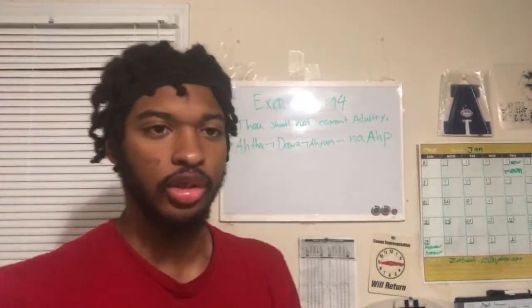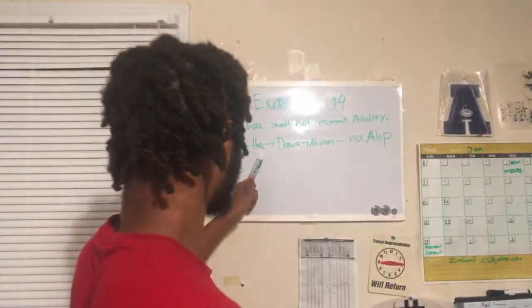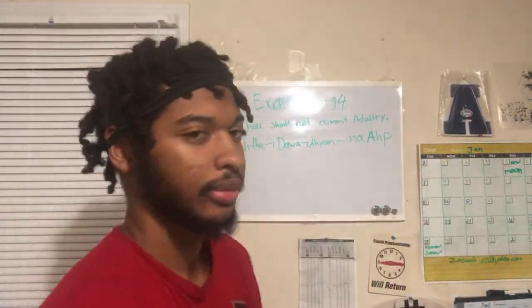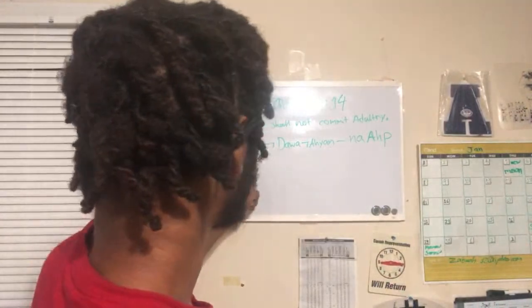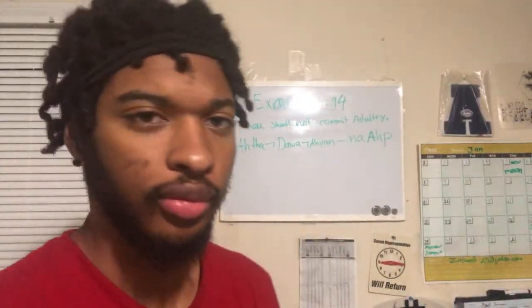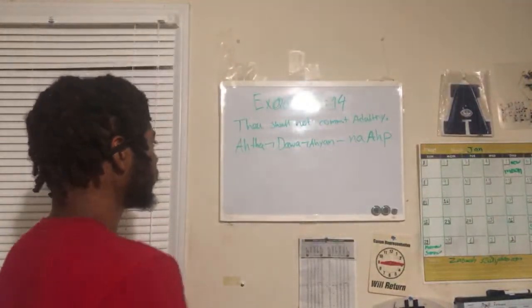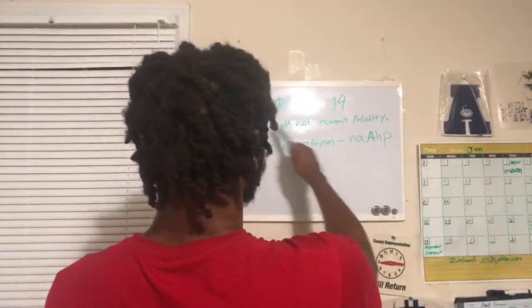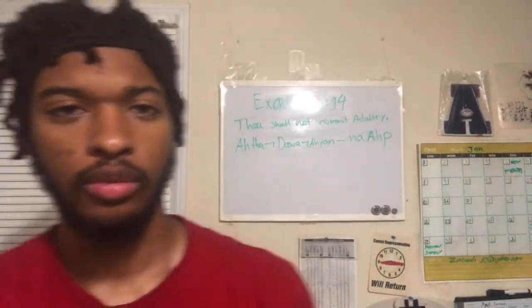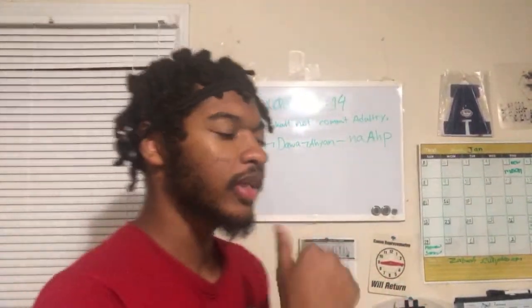So that's the transliteration right there. Atha, dawa, ayan, na'at. You do not adultery. Thou shalt not commit adultery. As simple as that. That's the formal way, and it's still easier to understand.